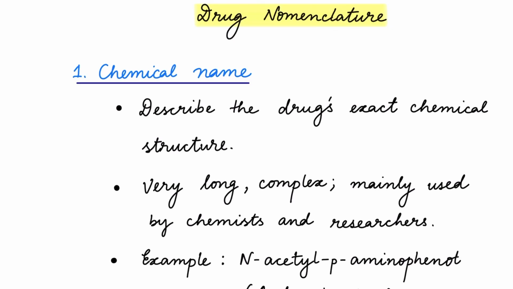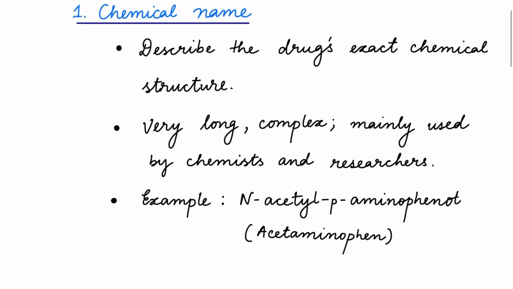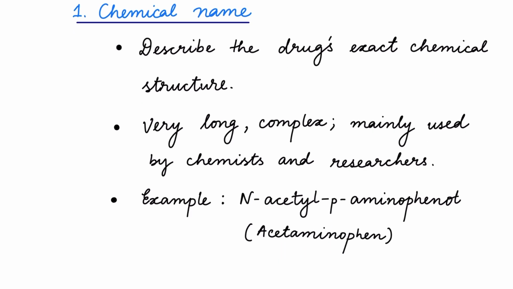Let's quickly understand drug nomenclature in a simple and easy way. Drug nomenclature refers to the system used to name the medicines correctly so that healthcare professionals and students can identify, prescribe, and use them safely.